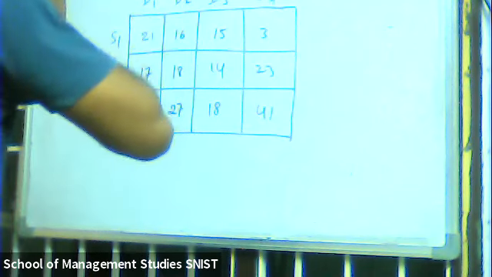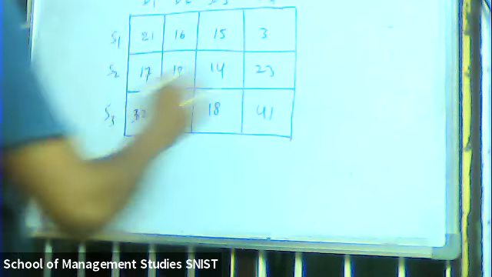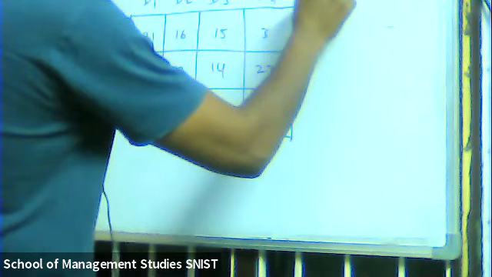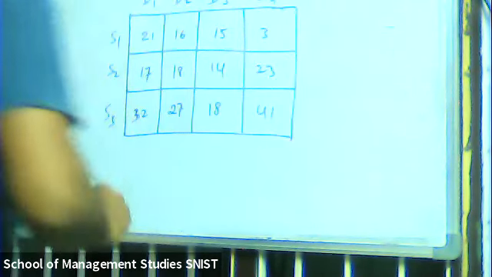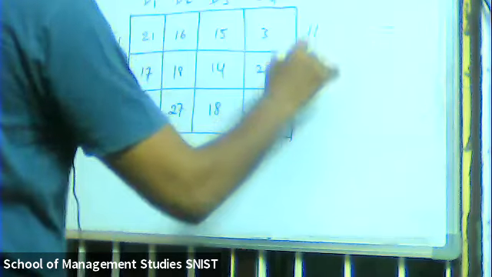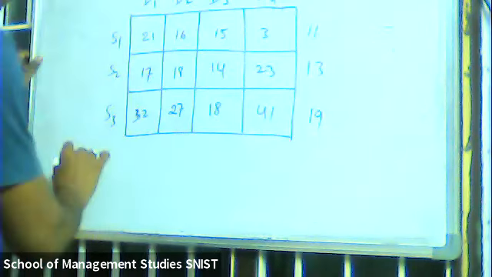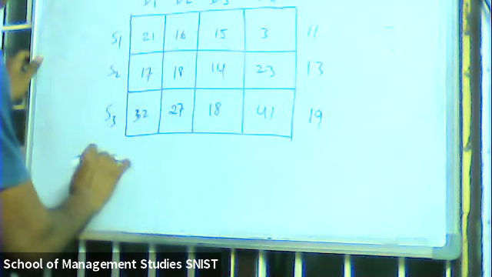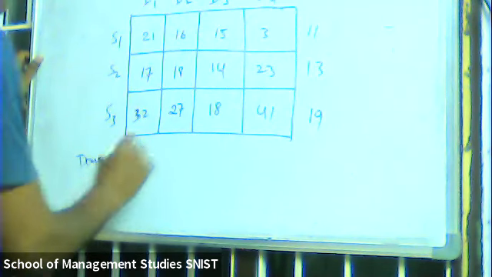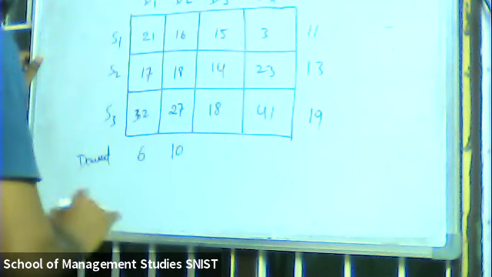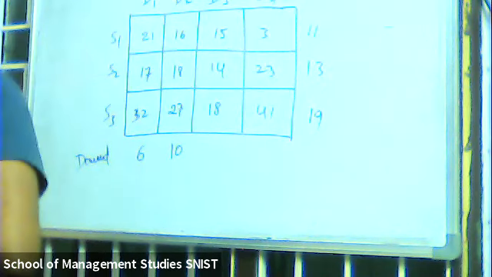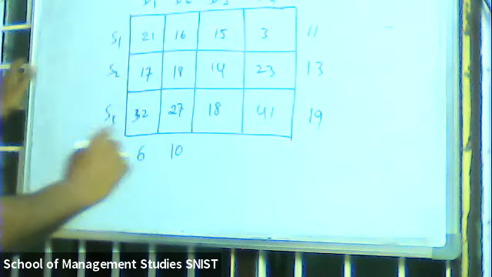Okay, now supply 11, 13, 19, demand 6, 10, is it 12? Yeah, 12, 15.